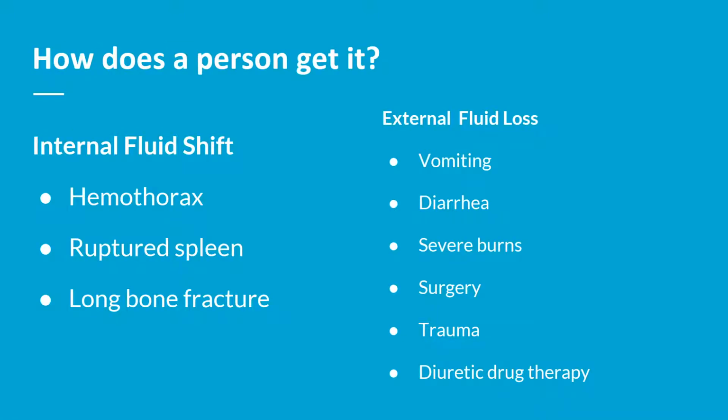How does a person get it? It can happen by an internal fluid shift. So this is like internal hemorrhage. Fluid is accumulating somewhere else, causing an imbalance, such as in a hemothorax, ruptured spleen, or a long bone fracture. And external fluid loss, this just means that you are losing fluid from your body, such as vomiting, diarrhea, and the rest listed there.